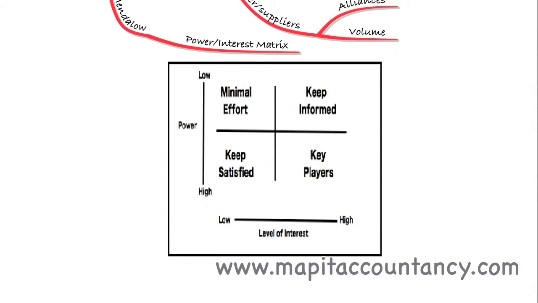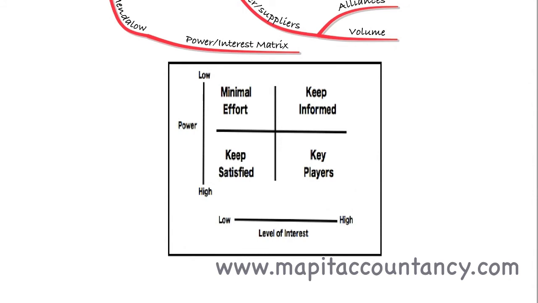So we don't have much effort to put into them. If they have low power but high interest, well, we need to keep them informed because they're interested, but they really can't do much if we don't do what they want. So they have low power, we'll simply keep them informed rather than pandering perhaps to the interest that they have. So often in the exam you'll be asked to put the stakeholders that you can identify into these various categories.